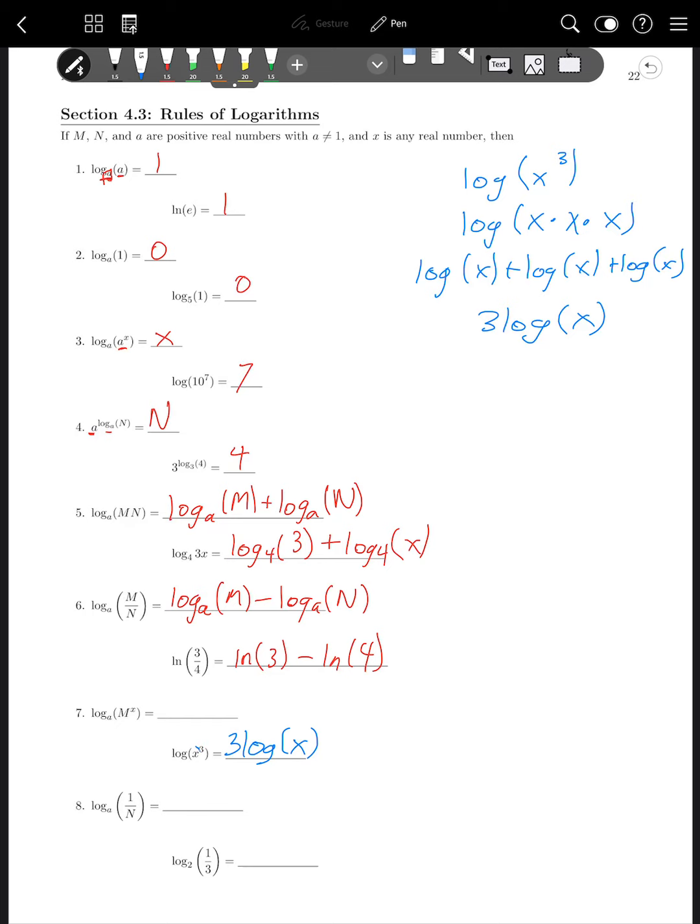What you should notice is that that exponent just moved out in front. So in general, if I have log base a of m to the x, that would just be x times log base a of m. So we can bring exponents out in front of the terms.